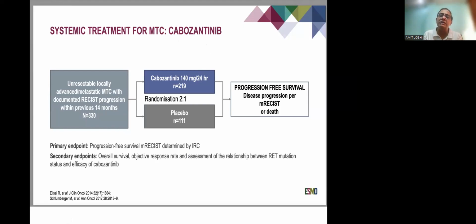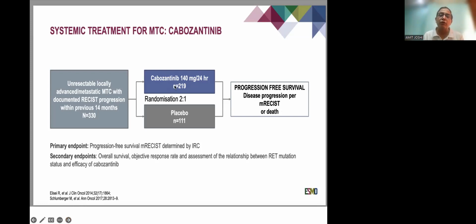By then cabozantinib was already used in renal cell carcinoma with good results and good VEGFR inhibition, so the scientists tried this drug in the same patient population in metastatic medullary thyroid carcinoma. One arm received cabozantinib and the other arm received placebo, because there was no standard treatment available, and the tablet was continued till progression. Just see the cabozantinib dose: it is 140 mg every day, and we will discuss what the issue is with this dosage.